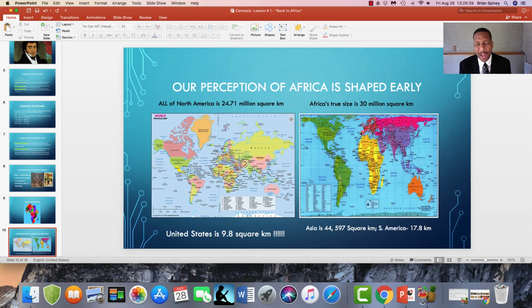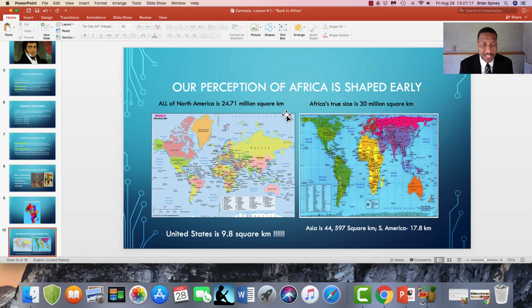Now, the one on the right looks deformed. It doesn't look right. But in actuality, did you know that Africa's true size is 30 million square kilometers? Okay, the true size is 30 million square kilometers. Now compare that to all of North America, which includes Canada, United States, and everything above, is 24.71 million square kilometers. Wait a minute, take a look at that. You mean to tell me Africa is bigger than all of North America?